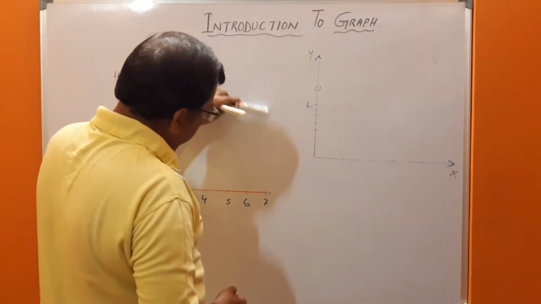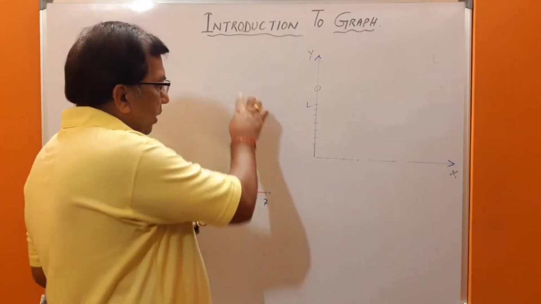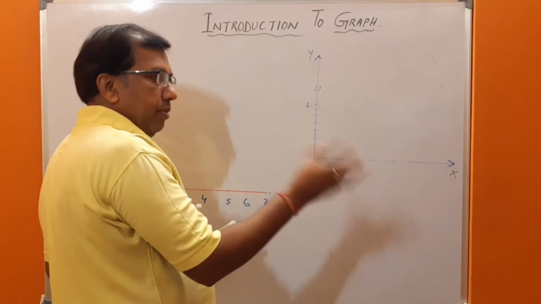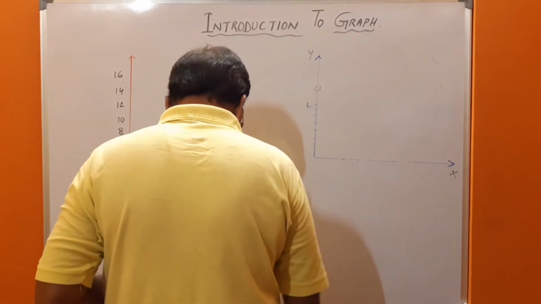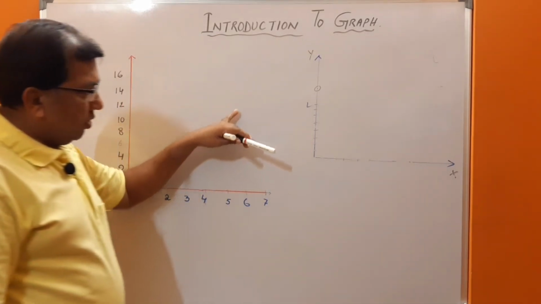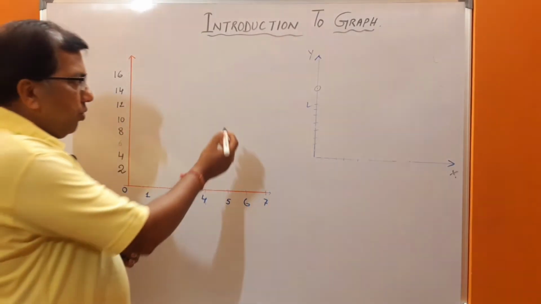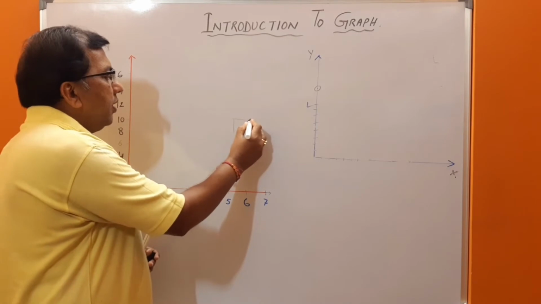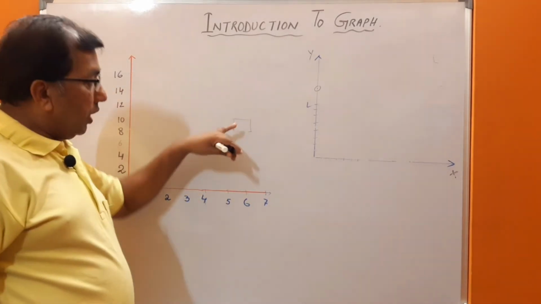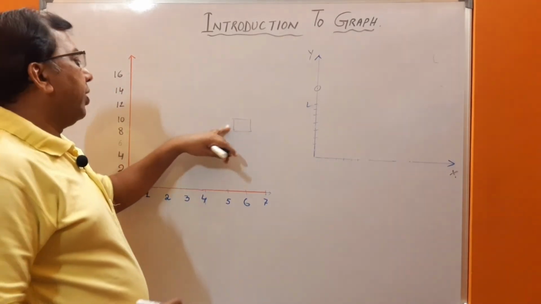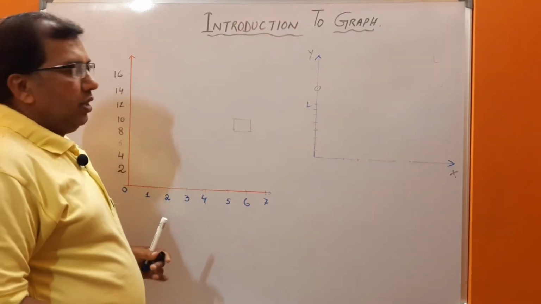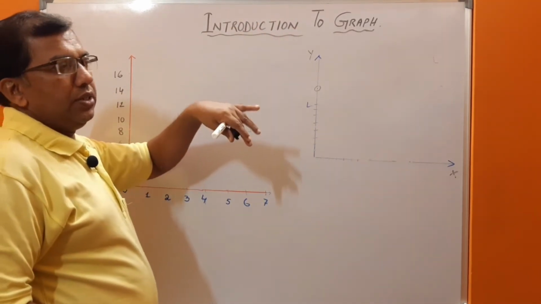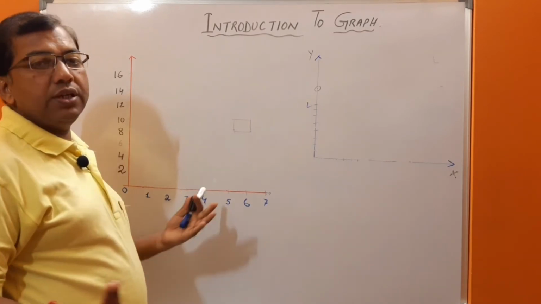That means perimeter is dependent. Clear? Perimeter is the dependent variable, but the length of the side of the square is independent. Length is independent, perimeter is dependent. Perimeter depends on the length. Length decreases, perimeter decreases; length increases, perimeter increases.